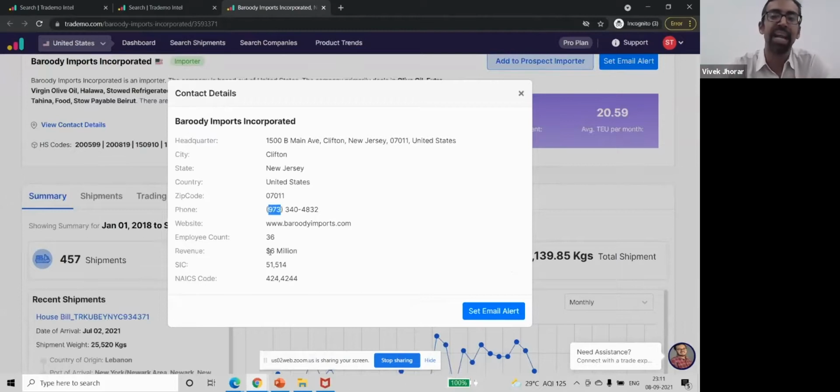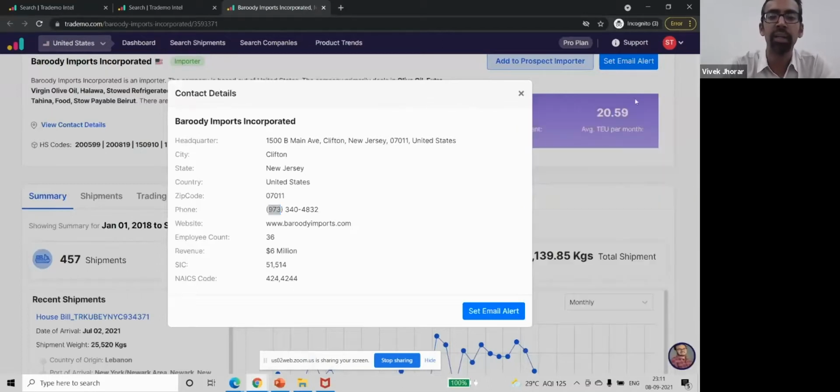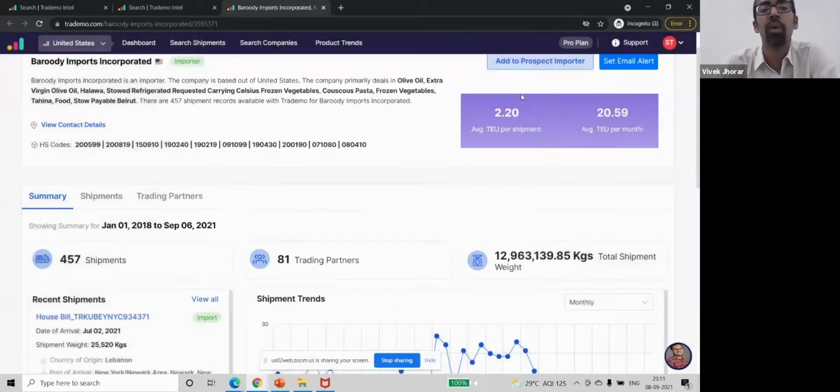This is very, very relevant information for any exporter, because it gives you an idea of who exactly would fit your profile. I might be looking only for companies in the $5 to $10 million range, because I know my pickle is not really mass pickle, it is niche pickle, and I want to reach out only to people who are dealing in niche pickles.